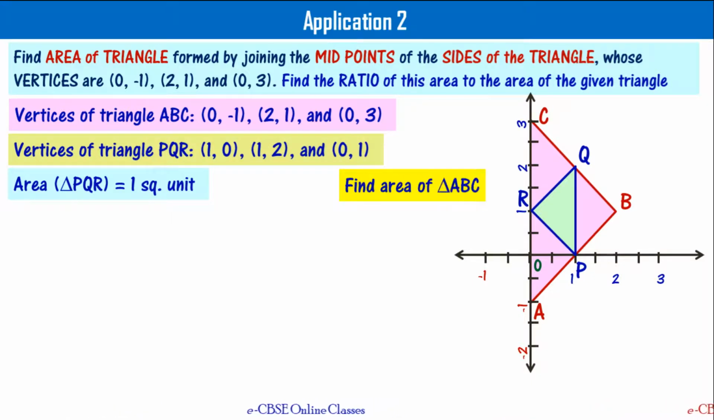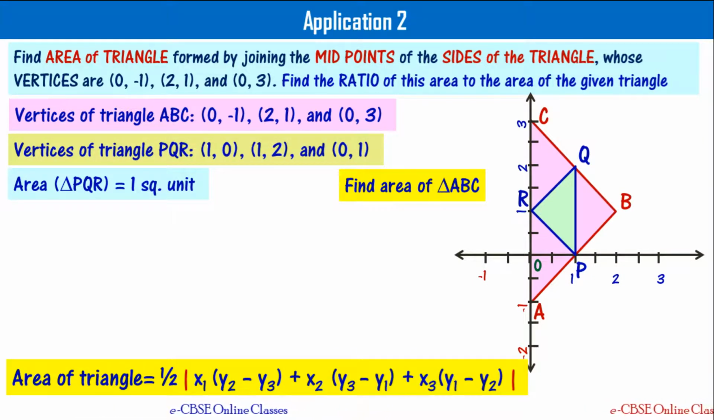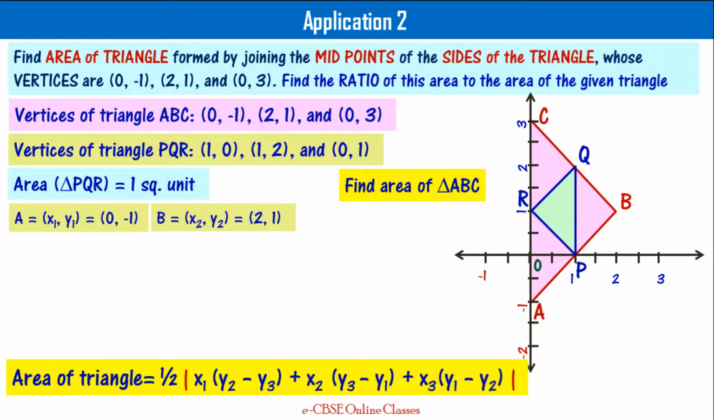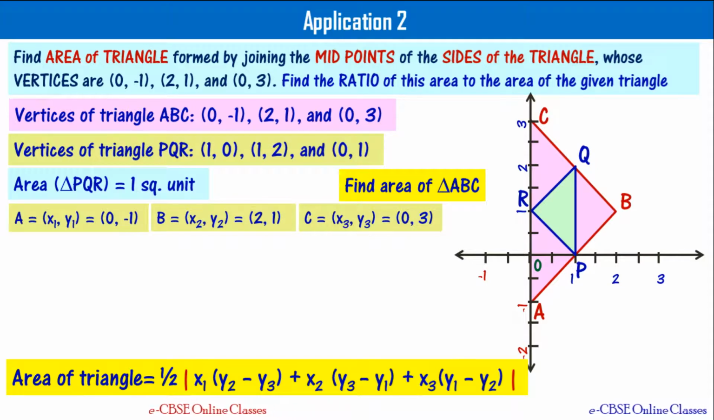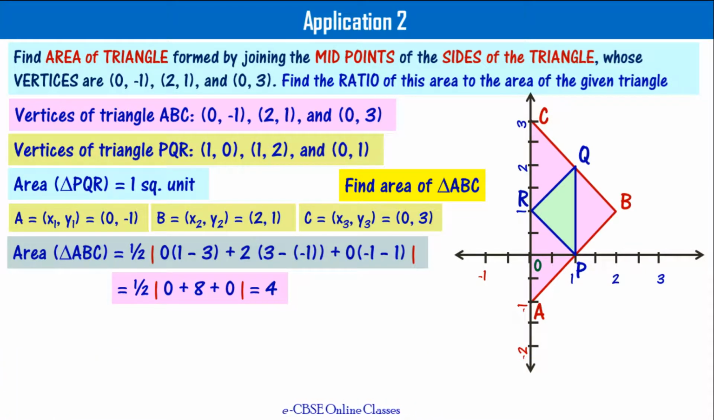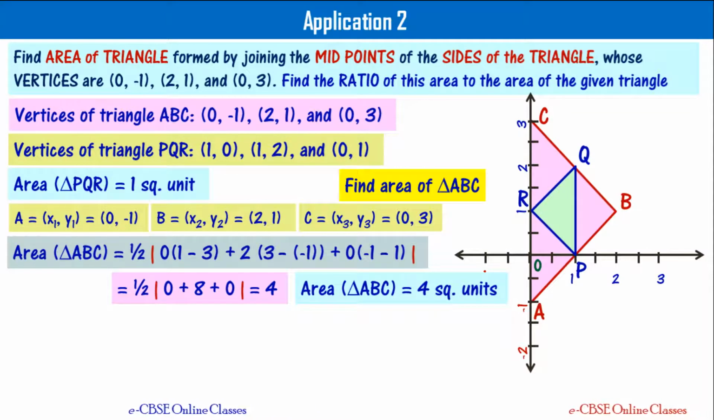Let's say that we can use the same formula, and let's assume that a equal to x1 comma y1 equal to 0 comma minus 1, b equal to x2 comma y2 equal to 2 comma 1, and c equal to x3 comma y3 that is equal to 0 comma 3. Let's substitute these values into the formula given such that we get area of triangle ABC equal to 4. Let me write that area of triangle ABC equal to 4 square units.